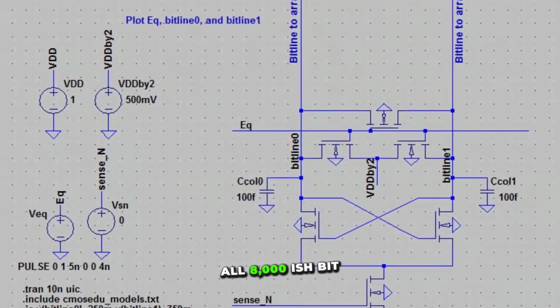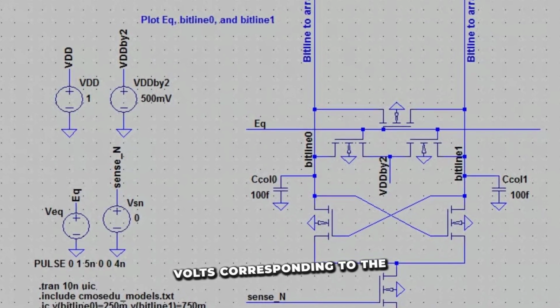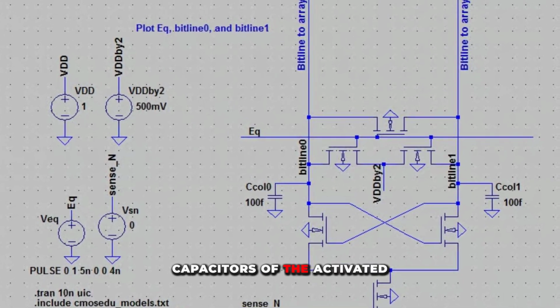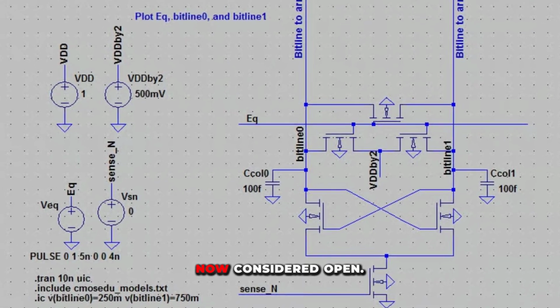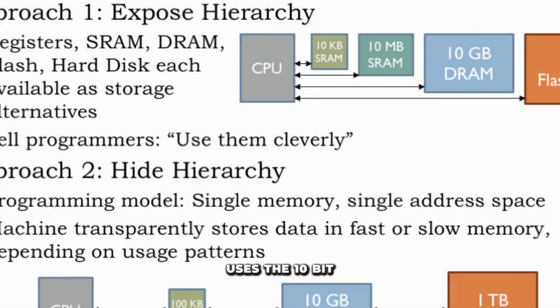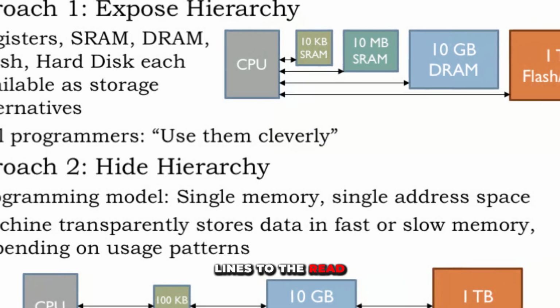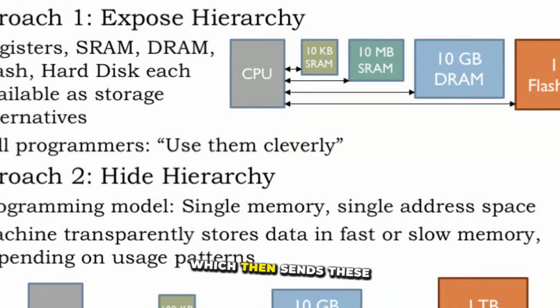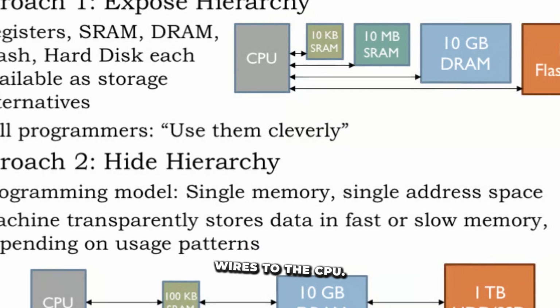Now, all 8,000-ish bit lines are driven to 1 volt or 0 volts corresponding to the stored charge in the capacitors of the activated row, and this row is now considered open. Next, the column select multiplexer uses the 10-bit column address to connect the corresponding 8 bit lines to the read driver, which then sends these 8 values and voltages over the 8 data wires to the CPU.